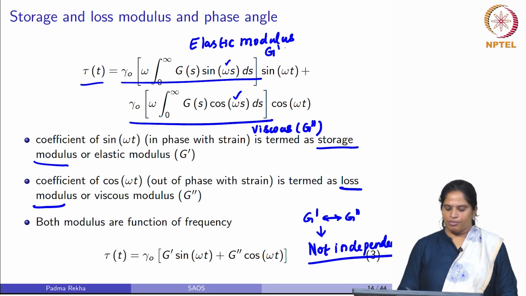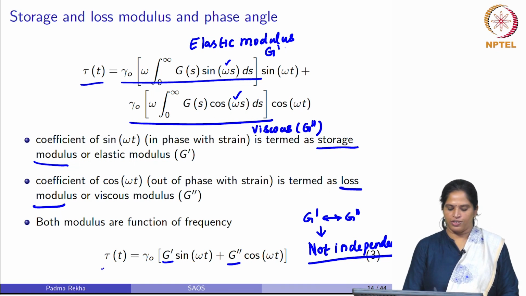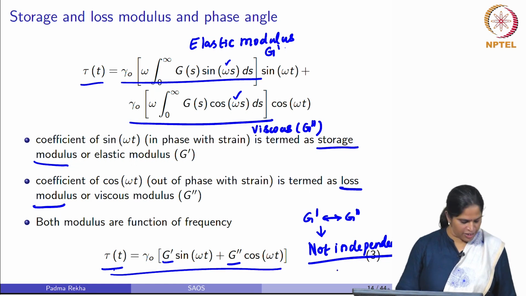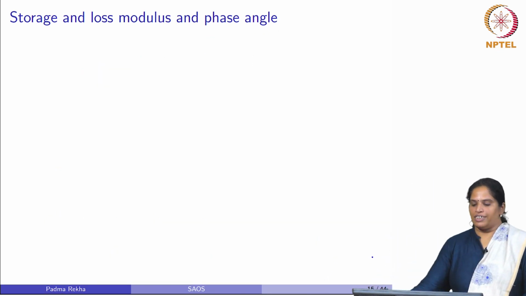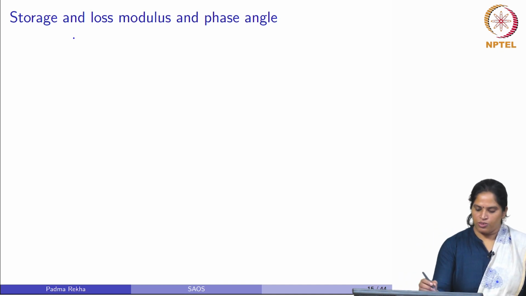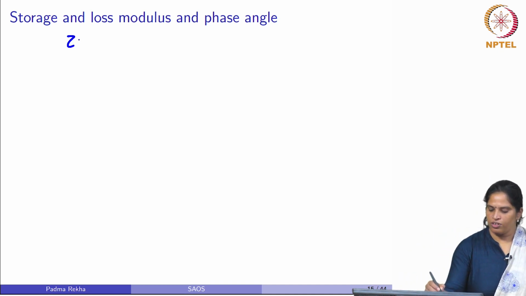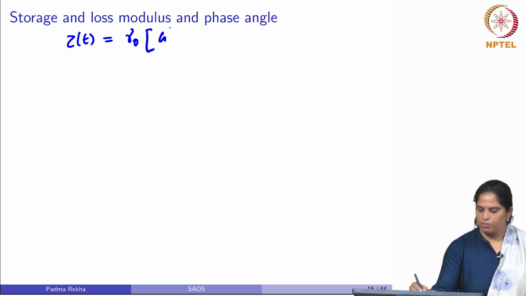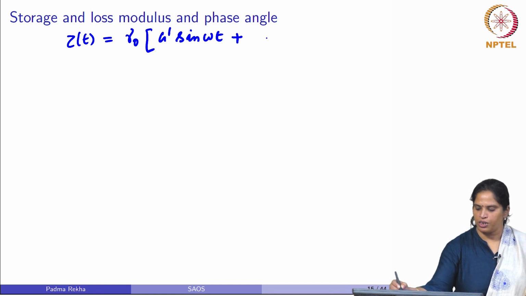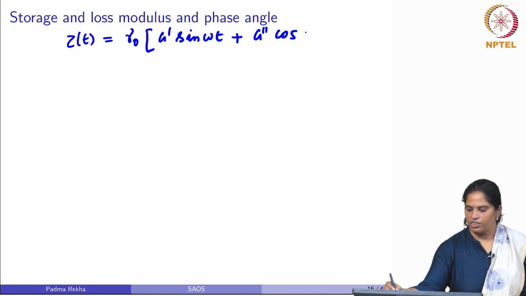So, you need these two functions to define the stress waveform. The stress waveform can simply be written as the equation given here in terms of storage modulus and loss modulus. Now let us summarize the storage modulus and loss modulus equations that we saw before. So, tau of t can be written as gamma naught, which is the strain amplitude, into G prime sin omega t. The sin omega t coefficient is G prime, the cos omega t coefficient is G double prime.